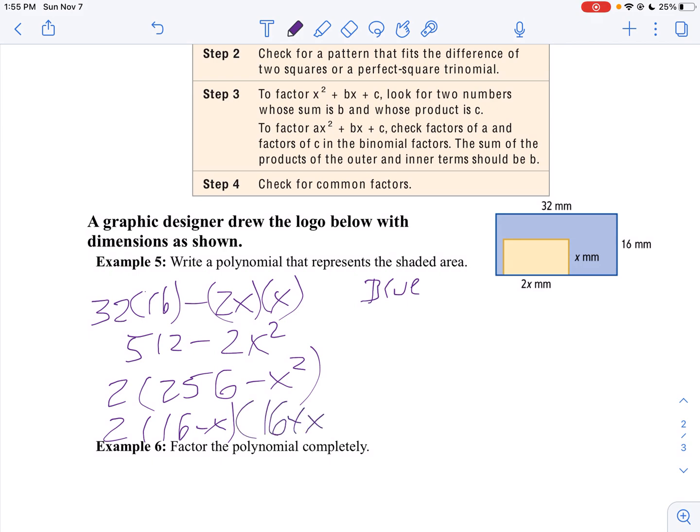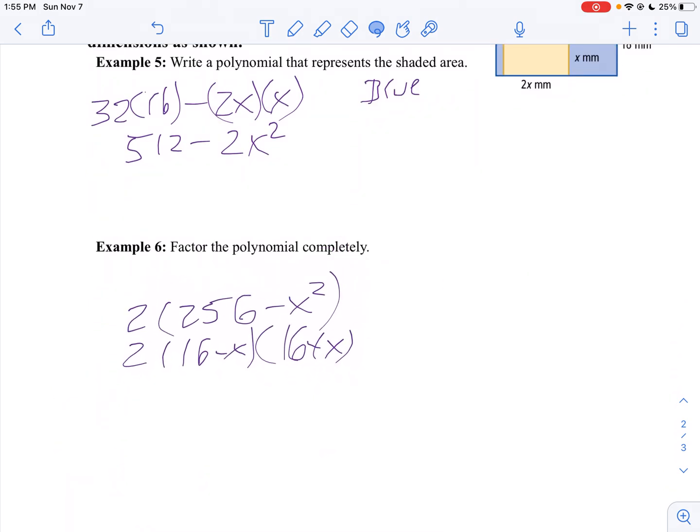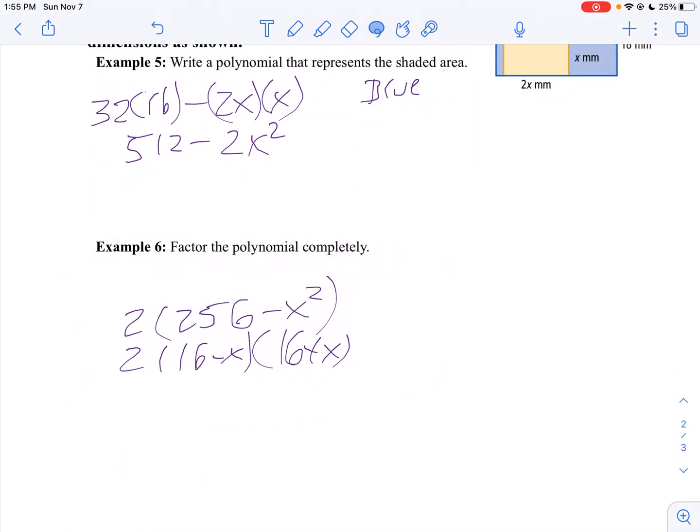And you know what I just realized? All of this that we just did was example 6. Let me pull that down there for you. There we go. All we had to do was write the expression for the shaded region for example 5. Then in example 6, we're going to factor it.